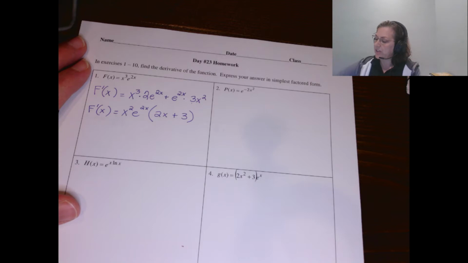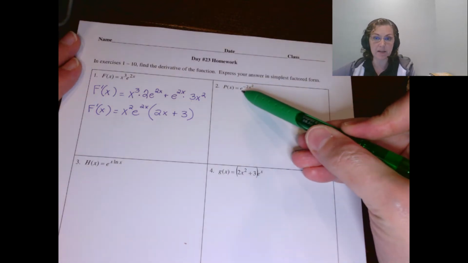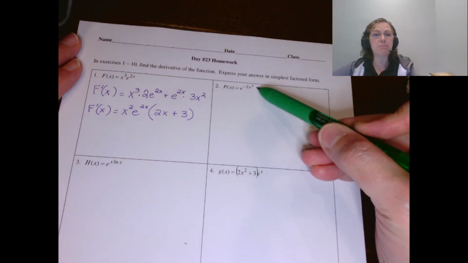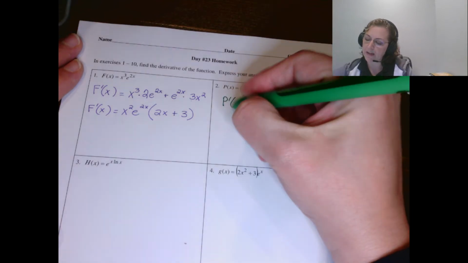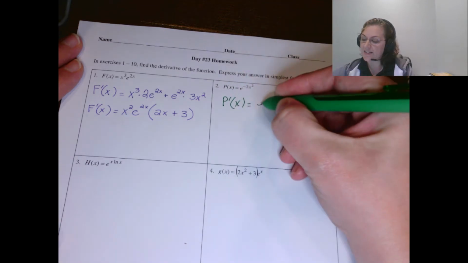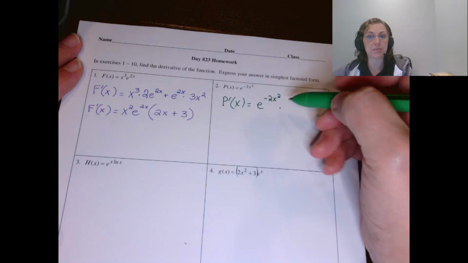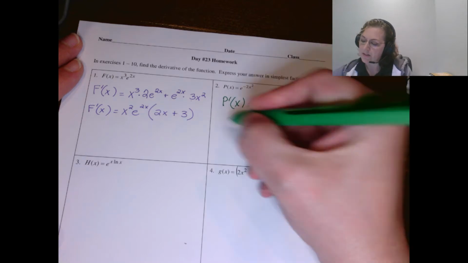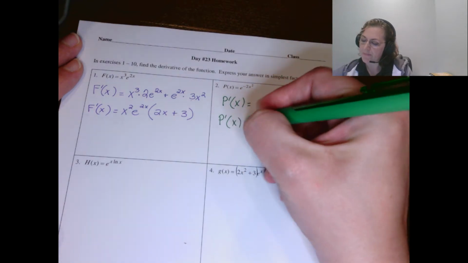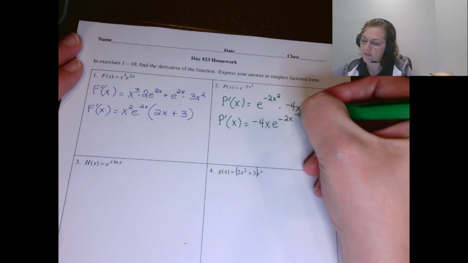All right, let's look at number 2 then. This one, we just have a chain rule. So I want you to think about the outside function being e to some power, the inside function being the negative 2x squared in the power. So the derivative here would be the e to some power times the derivative of the exponent, which the derivative of negative 2x squared would be negative 4x. So my derivative here would be negative 4x e to the negative 2x squared.